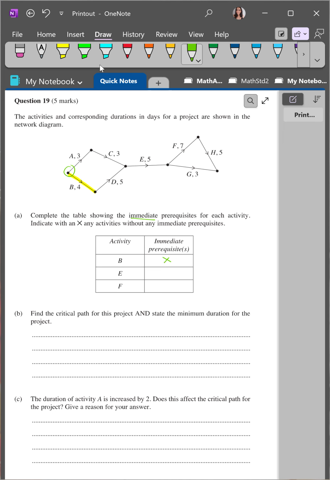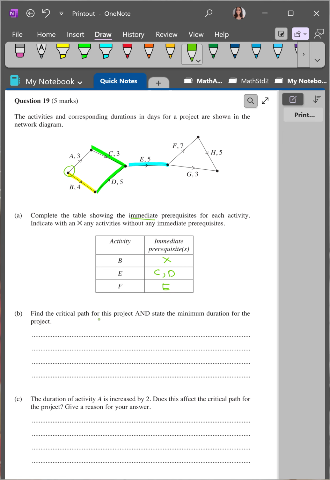Now, for activity E, let's change the highlight color. We go back to E and the node at the start of E, and there's two activities that go into that node, C and D. So over here, we're going to write C and D as the immediate prerequisites. Now for F, we look at F and that's over here. What is the immediate prerequisite for F? It's just E. E is the only thing going into the node that is just before the edge that represents F. So over here, we are just going to write E.